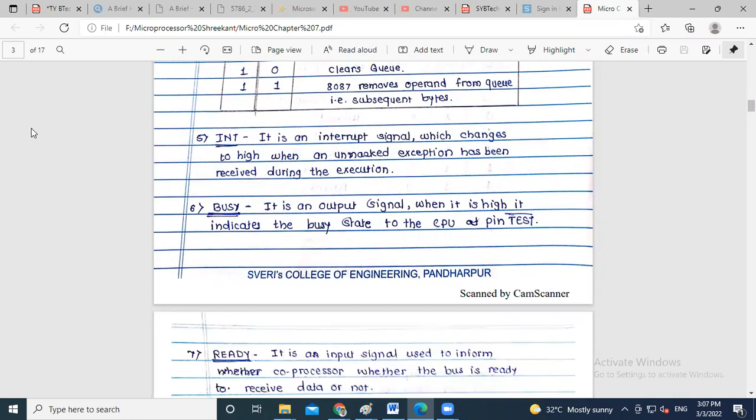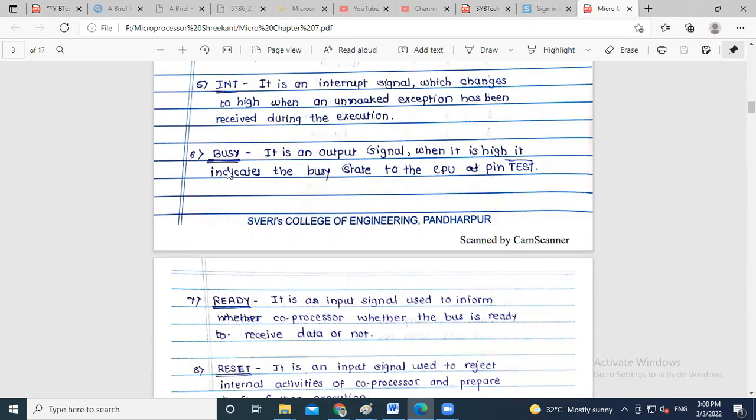Okay, so next one is the interrupt pin. As you already know, an interrupt is nothing but an abnormal execution in the programming, and that is covered by interrupts. So it is an interrupt signal which changes to high when an unmasked exception has been received during the execution. Okay, so next one is the busy pin in the 8087.